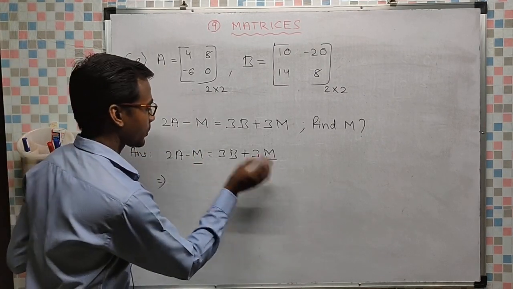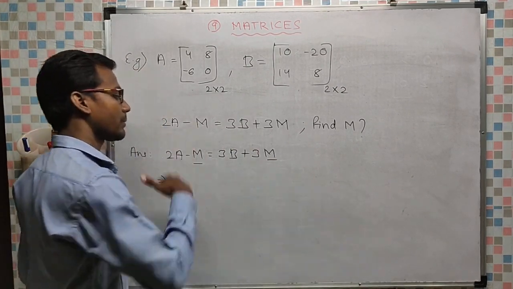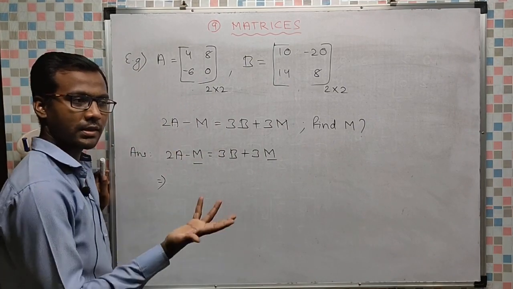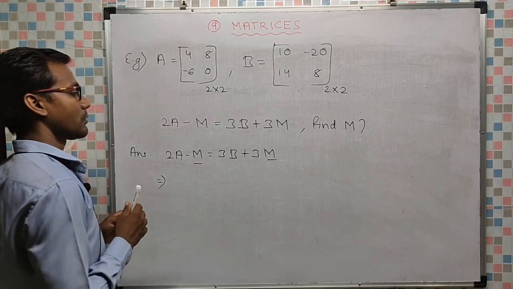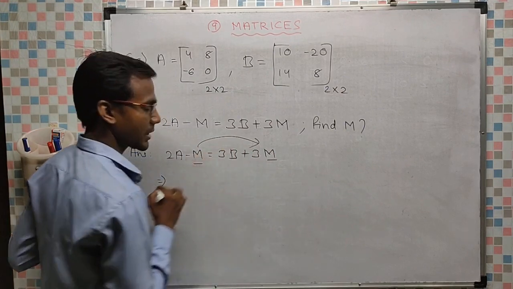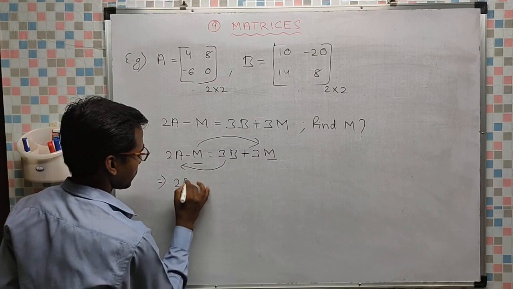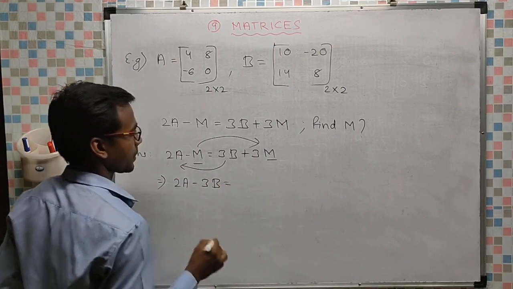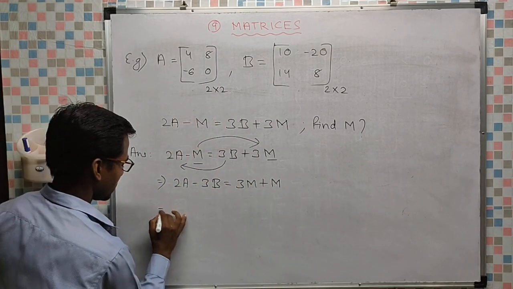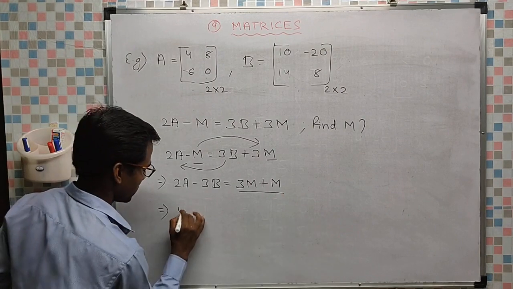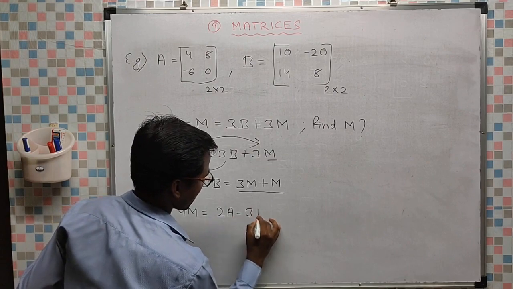If I bring 3M to the left, it will become minus 3M. Already we have minus M, so minus M minus 3M is equal to minus 4M. I am getting negative. I always say to be careful about negative numbers. So what to do? Take this minus M to the right and this 3B to the left. So this will become 2A minus 3B is equal to 3M plus M. What is 3M plus M? 4M is equal to 2A minus 3B.